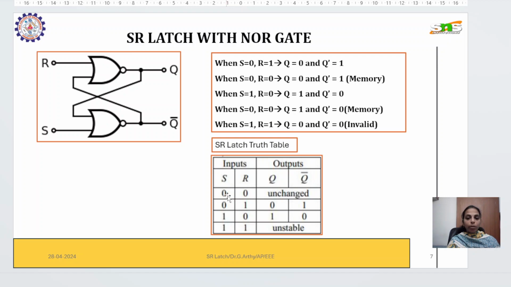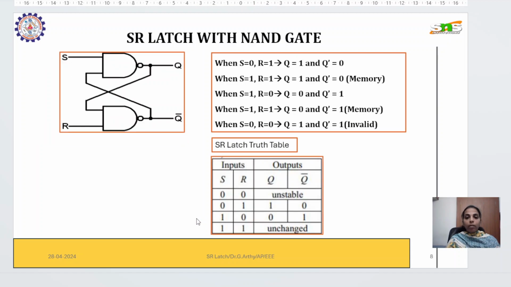That is, when S is equal to 0 and R is equal to 0, it is a memory state. That is, no change will be there. That is, the previous state will be retained. When S is equal to 0 and R is equal to 1, the outputs will be 0 and 1. When S is equal to 1 and R is equal to 0, the outputs will be 1 and the complement will be 0. When both the inputs are 1, the output is invalid. And this is with NAND gate.